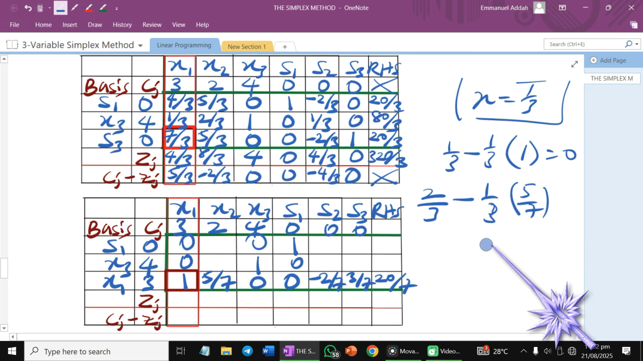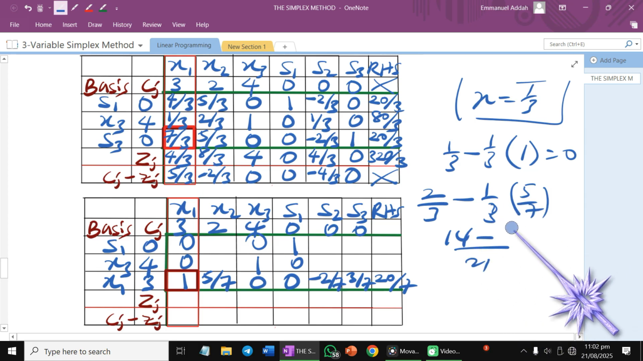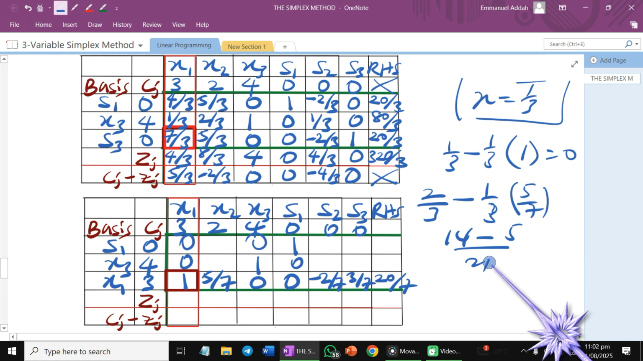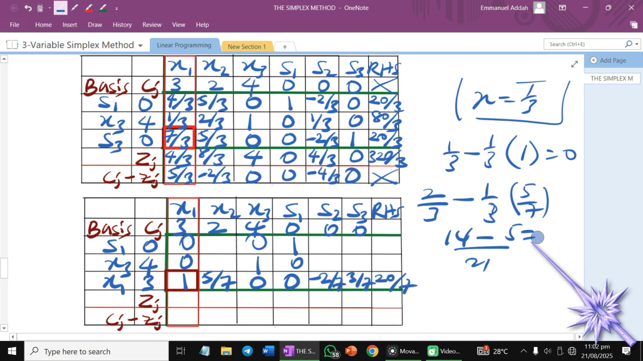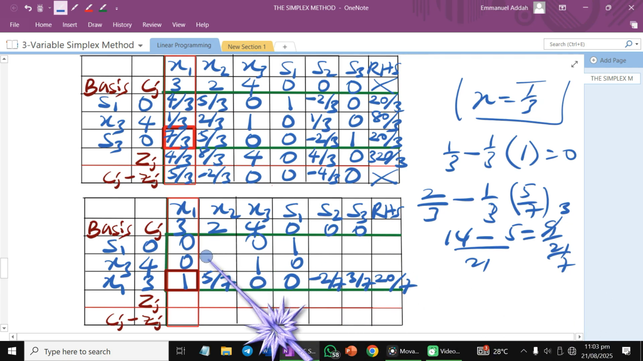Please remember that if X is negative, that is, if X is minus 1 over 3, the middle sign is going to be plus. So we're going to have 2 over 3 plus 1 over 3 into 5 over 7. Okay, so that will give us LCM 21. 3 into 21 is 7, 7 times 2 is 14, minus this 21 into this 1, minus 5. So that will give us 14 minus 5, that's 9 over 21. You have 3 here, 3 here, 7. So here is going to be 3 over 7.